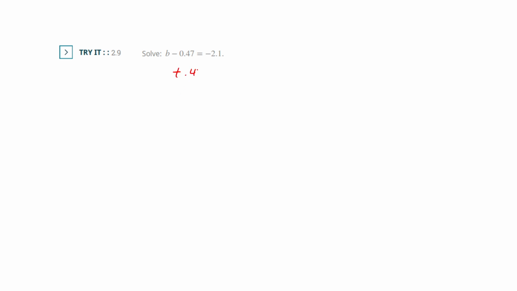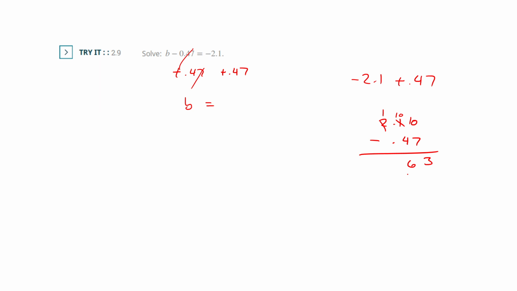All right, I'm going to add 0.47 to both sides. Now these will cancel and I'll be just left with b, but we have to come over here and add negative 2.1 and 0.47. So let's do it. They're opposite signs, so we're going to subtract them. I'm going to borrow. Give me a 3. Borrow again, I get 6. I did something wrong.